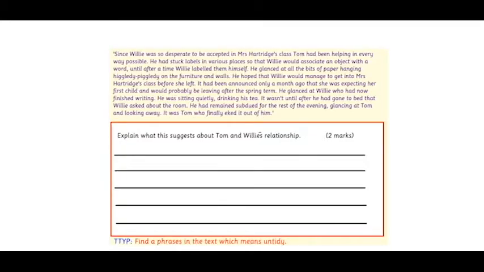Okay, now it's your turn. I'd like you to read the short paragraph and then solve the question. The question says, explain what this suggests about Tom and Willie's relationship. And again, you can see it's a 2 mark question, which means you need 1 point and then some evidence to support your answer. Once you're finished, talk to your adult.